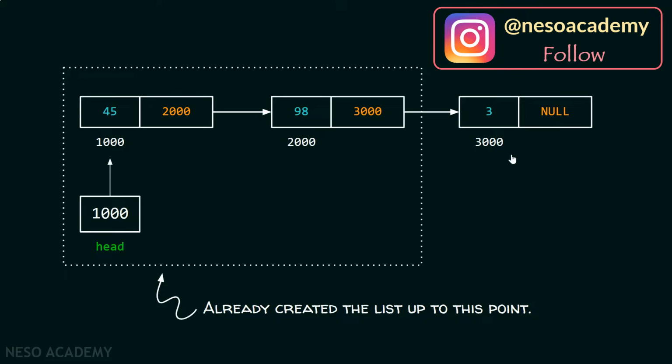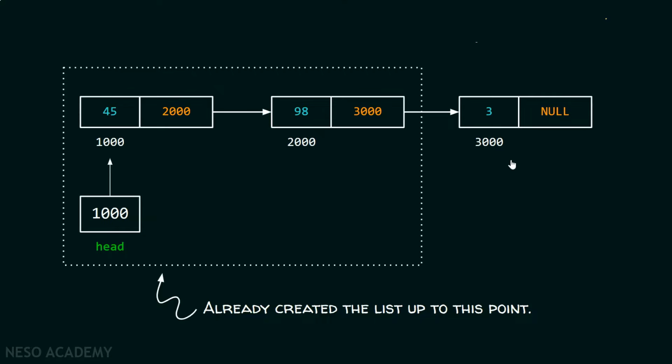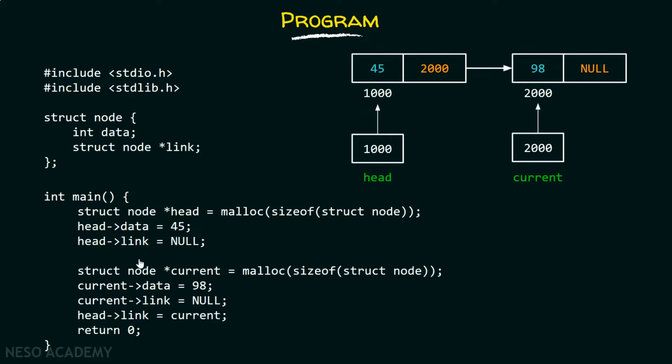Adding the third node to the list is not that easy. We will see in this lecture how to add this node to this list. We have seen this program already, which helps us in creating a single linked list containing only two nodes. Here you can see this list contains two nodes: this is the first node and this is the second node of the list. And you can see the head pointer is pointing to the first node of the list and the current pointer is pointing to the second node of the list.